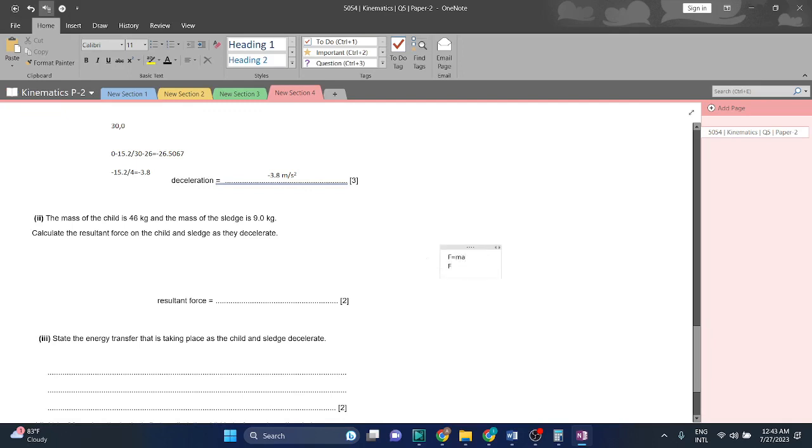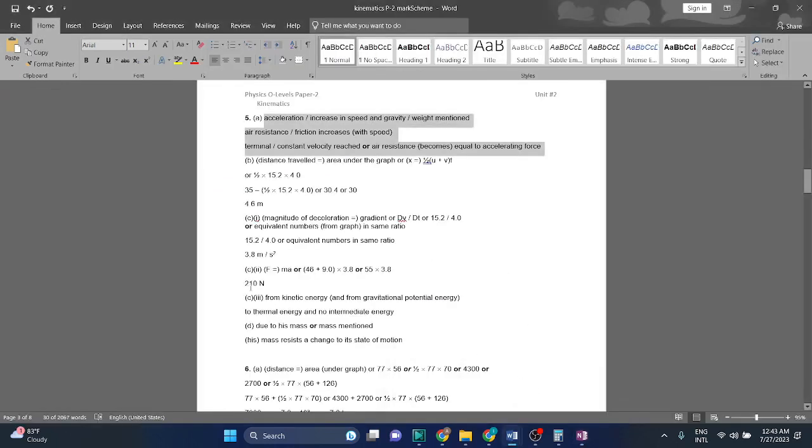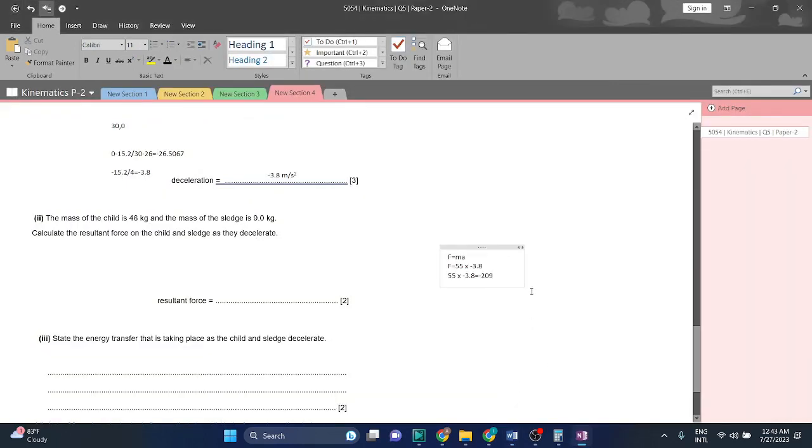F is the quantity we have to find. M will be the combined mass of the child and the sledge, that is 55 if we add these two. And we'll multiply that by minus 3.8. So we'll get a value of, let's calculate, 209, which is the correct answer. It is just rounded off. 210 will be the answer.